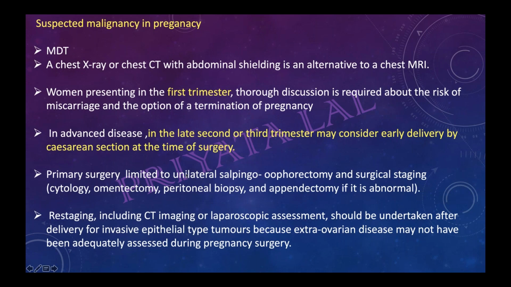Usually, if the surgery is done in pregnancy, what surgery will be done? It will be unilateral salpingo-oophorectomy, surgical staging, cytology, omentectomy, peritoneal biopsy, and appendicectomy if it is abnormal, but it is not adequate surgery, that we already know.